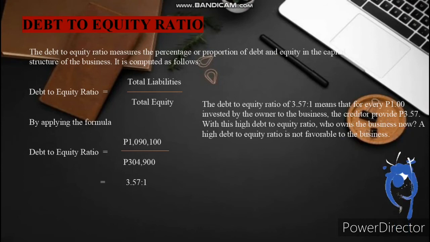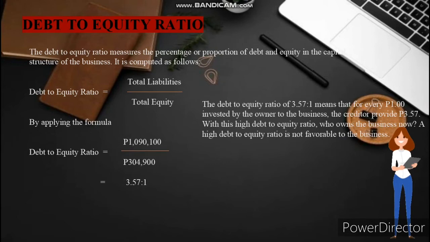Debt to equity ratio. The debt to equity ratio measures the percentage or proportion of debt and equity in the capital structure of the business. It is computed as follows. This is the formula as you can see on the screen. Debt to equity ratio is equal to, you must take note, the total liabilities all over the total equity of your business.